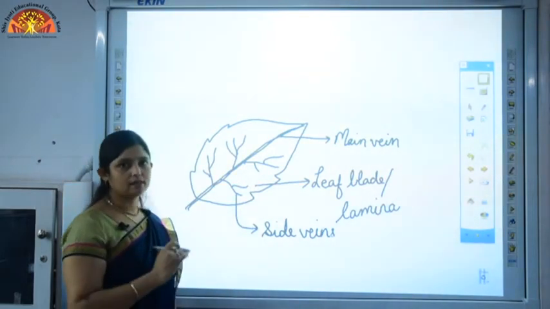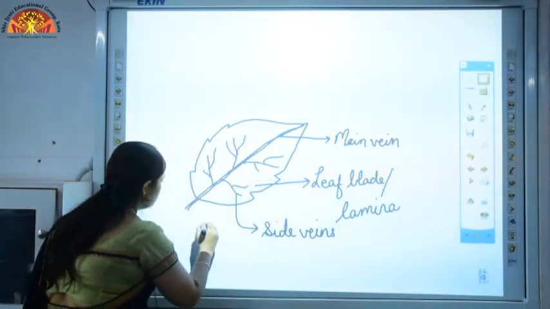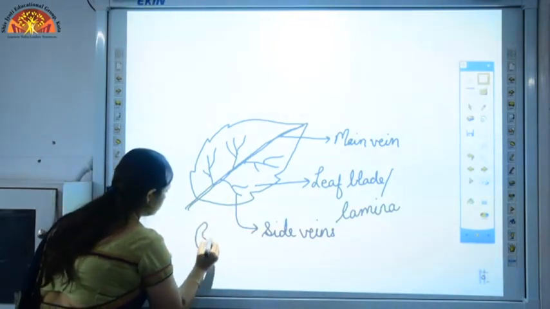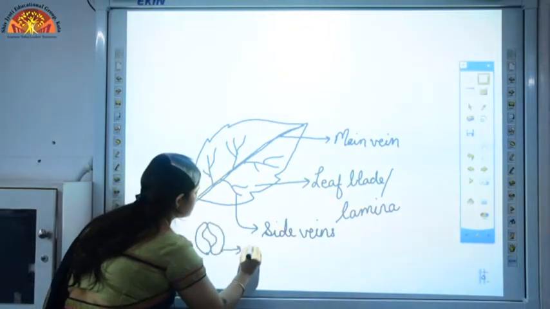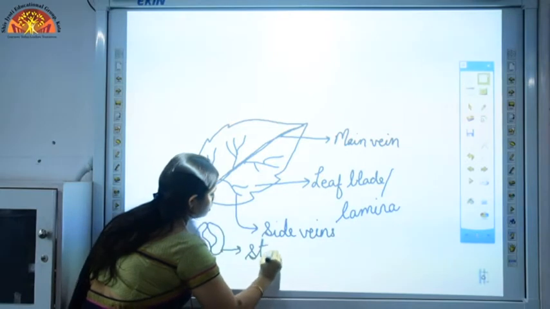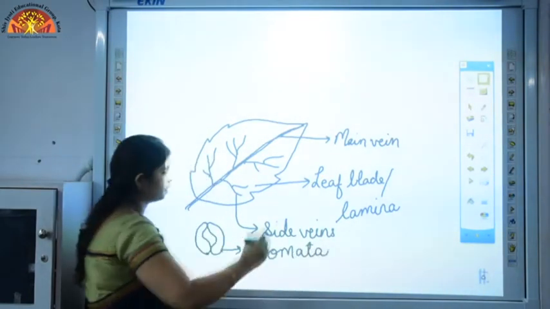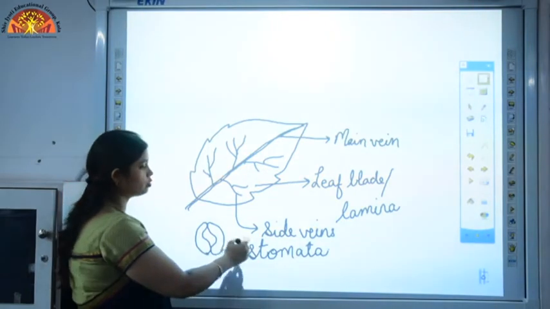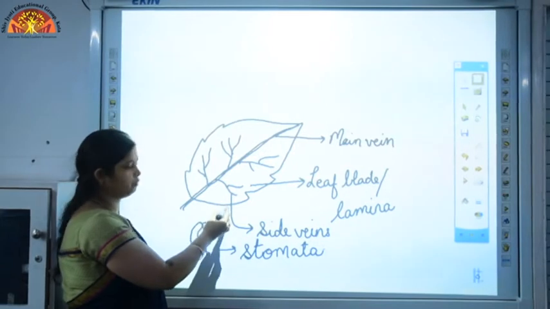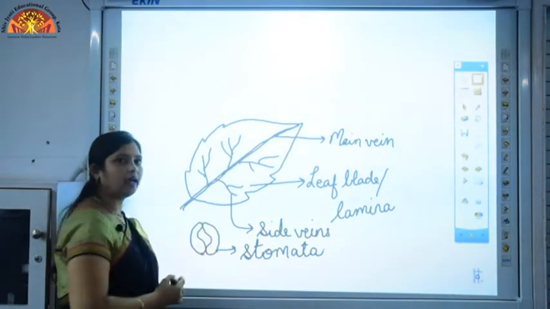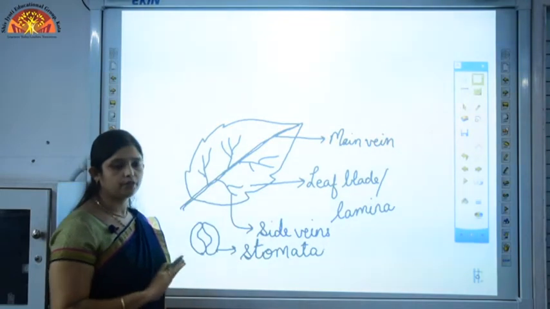Now besides this, leaves also contain tiny pores. These tiny pores are called stomata. They are present on the underside of the leaves, scattered throughout the leaf, but they are seen only on the underside of the leaf, and these pores help a plant to breathe. So this is about the structure of a leaf.